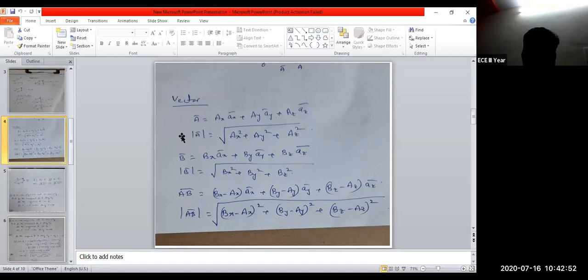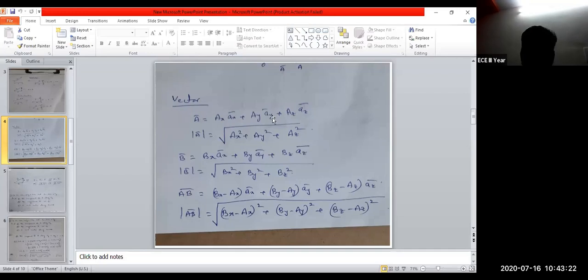Then what is the modulus of this vector? It is the magnitude. The value before the unit vector is its magnitude. So it is the under root of AX square plus AY square plus AZ square. Right? This is how you find the magnitude of any vector.